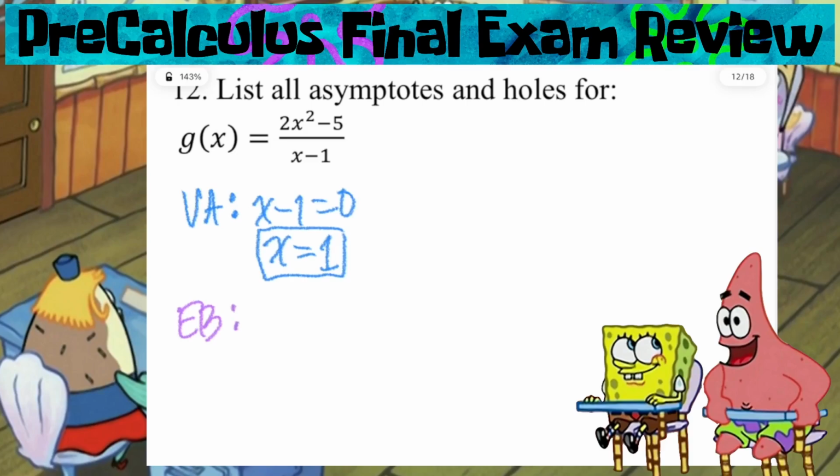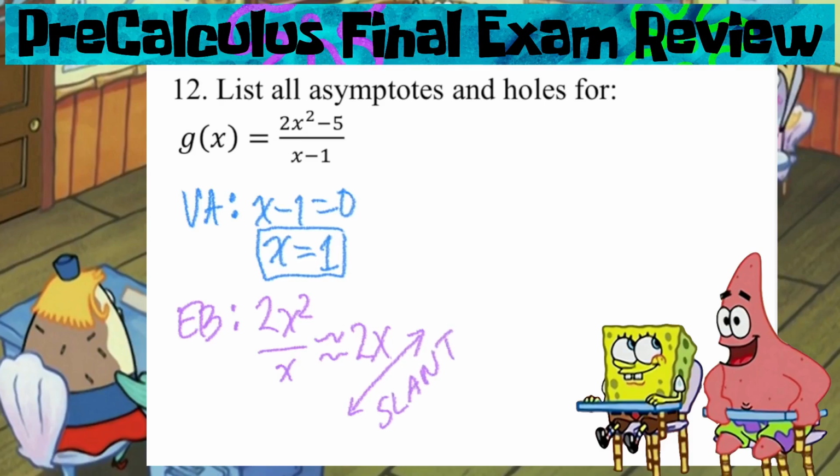I am analyzing leading term over leading term. I'm looking at 2x squared over x, which is approximating my end behavior to be 2x, which means it's linear, which means it is slant. But that again is an approximation. How do I get my exact asymptote? Division. You can use long or you can use synthetic.